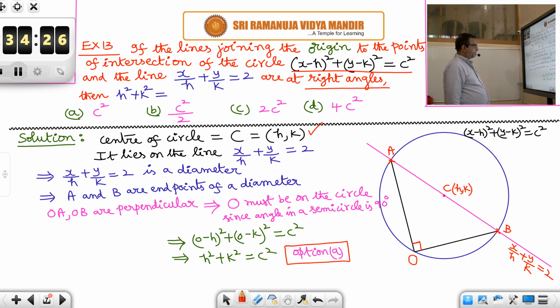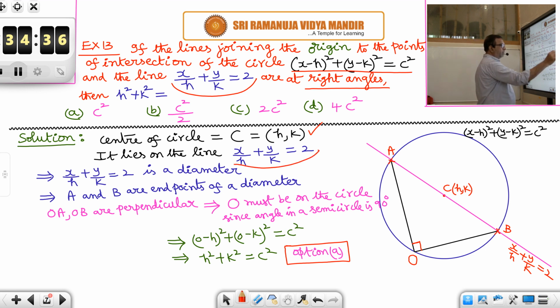That is not important. Now what is the equation of the line given in the problem? x by h plus y by k is equal to 2. See, this is the line given in the problem. This is the center of the circle. What do you notice? If you substitute the center in the line, it is just satisfying the equation. h by h plus k by k is equal to 2. It is satisfying. That means the line is passing through the center.